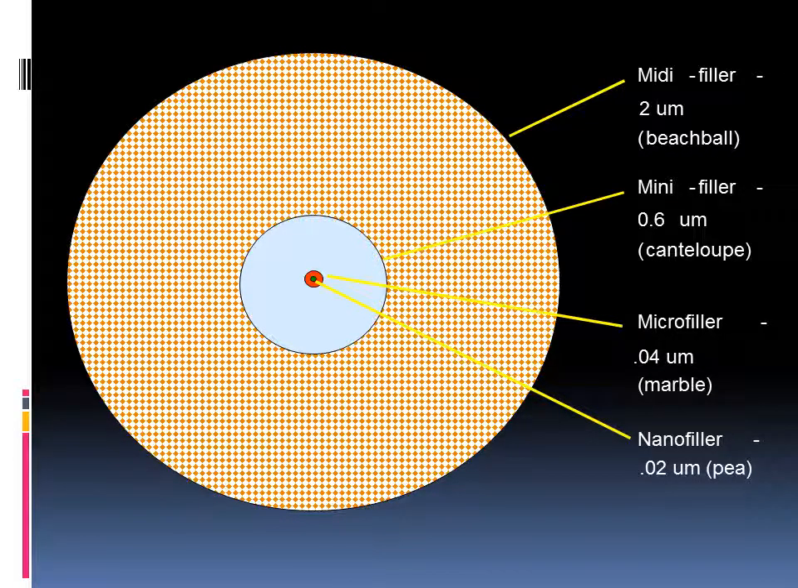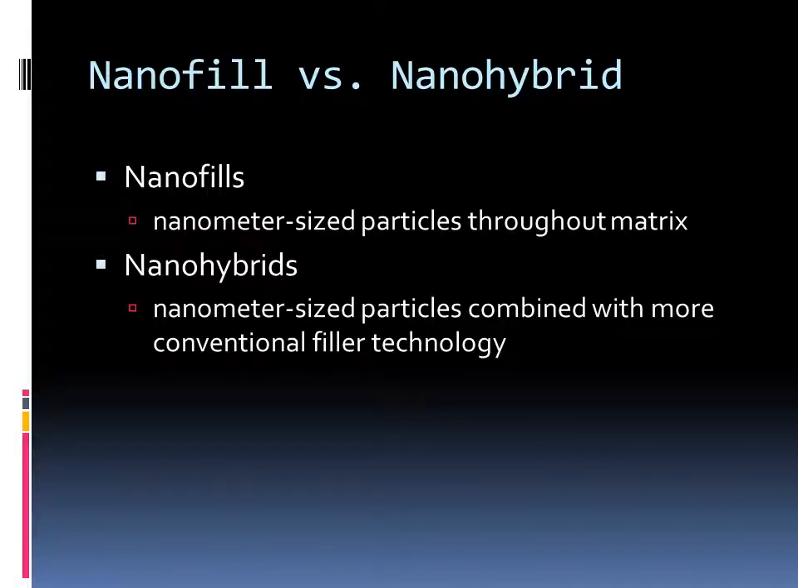So they've compared in this slide the size of the fillers to everyday objects. Like the midi fill is basically the size of a beach ball, and a nanofill 0.02 micrometer is the size of a pea. So now the newer composites are the nanofilled or the nanohybrid. Nanofills are nanometer sized particles throughout the matrix, and nanohybrid are basically, as the name suggests, hybrid. So they're also nanometer size, but then there is more than one filler present. So it may be a fiber or it may be another kind of filler with a different composition and size. The size is, however, the same. It is in the nanoscale.